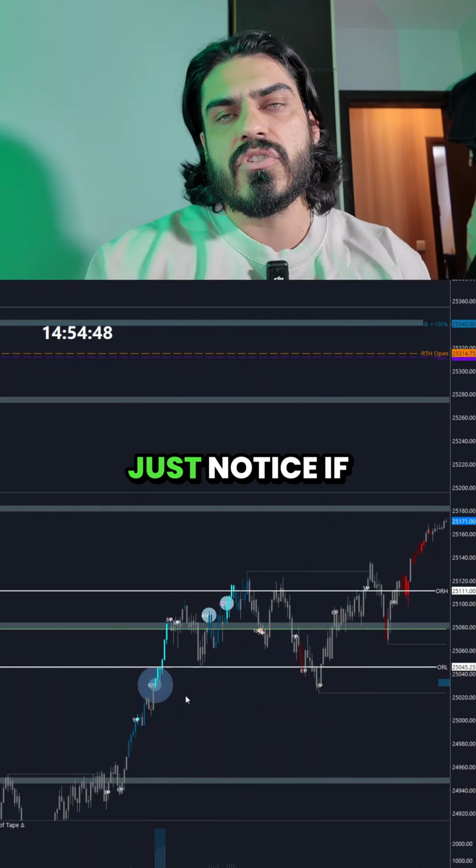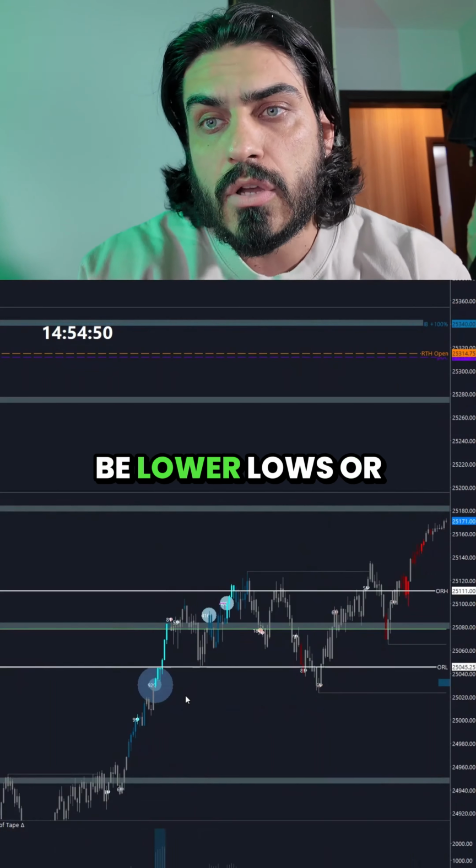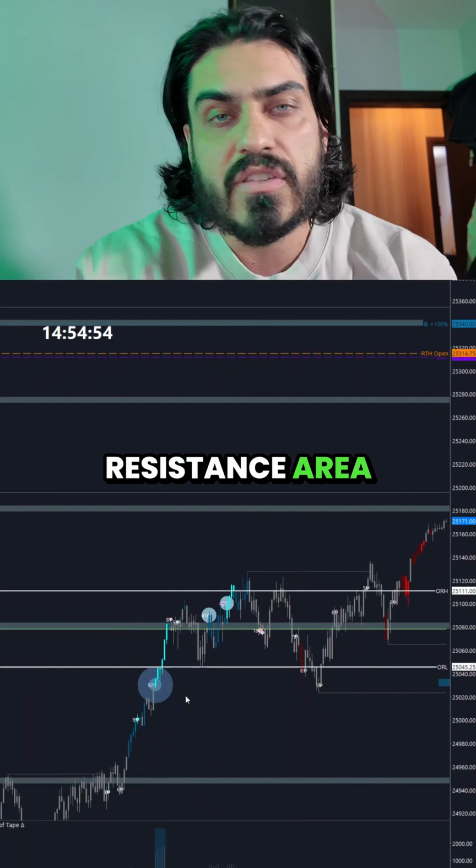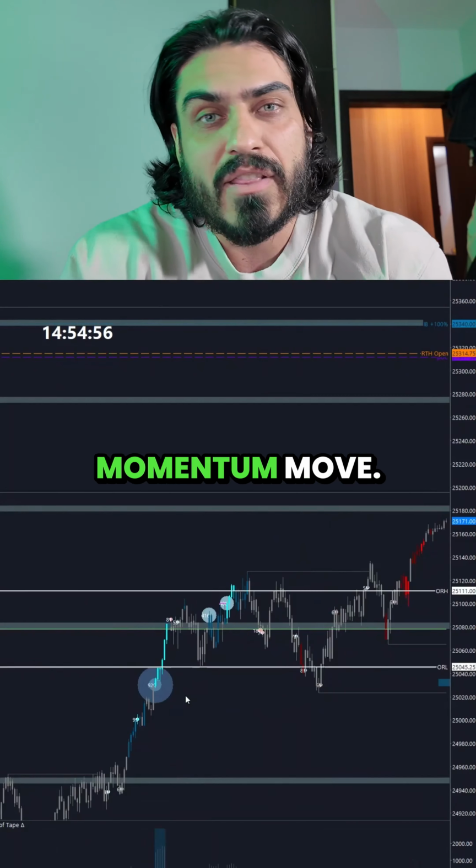So rule of thumb, just notice if there are going to be lower lows or higher highs from a support or resistance area to actually hold strength in that momentum move.